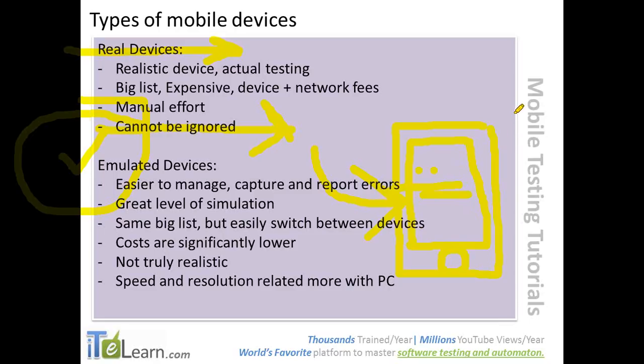It is easy for you to manage. It is easy for you to capture and report errors, so taking screenshots or creating logs is very easy. The other thing is that it is the same big list. You still have the same number of devices, but instead of switching and maintaining hundreds of devices, I have these emulators where I just select which device to use from a drop-down list, and I'm able to easily switch between devices to test. So the costs are significantly lower, but again, they're not truly realistic.